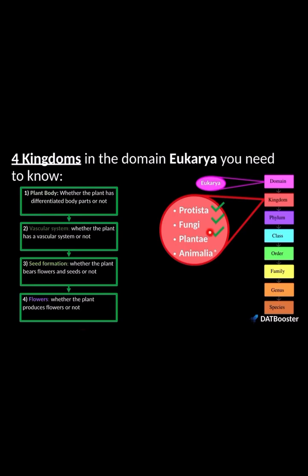So most of us haven't really taken a botany class before, so just remember those 4 criteria, those 4 questions that you should ask yourself. Does it have a plant body? Does it have a vascular system? Can it make seeds? And does it produce flowers or not? And then if it can, if it's an angiosperm, is it a monocot or a dicot?